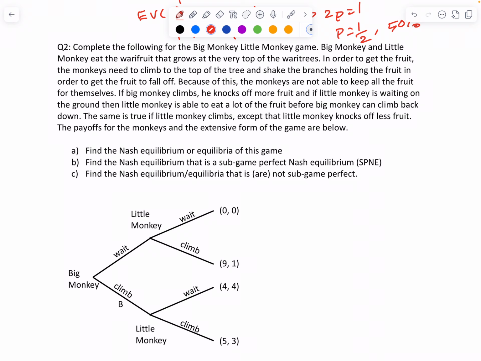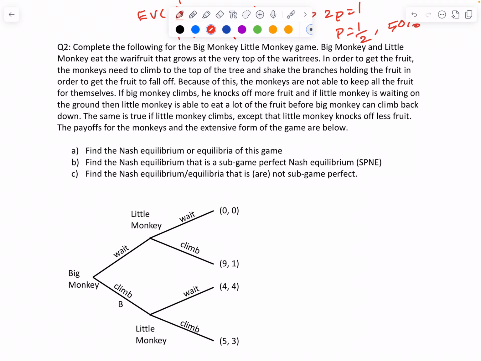Okay, so if big monkey climbs up to the top of the tree and shakes the branch to get the fruit off, big monkey can just get a lot more fruit. Now, the issue is, big monkey has to shake the branch and the fruit falls down to the ground, which means it's not like big monkey can grab all the fruit for himself, right? So if big monkey climbs up and shakes the branch, the fruit falls down.